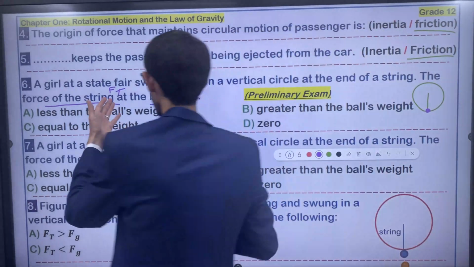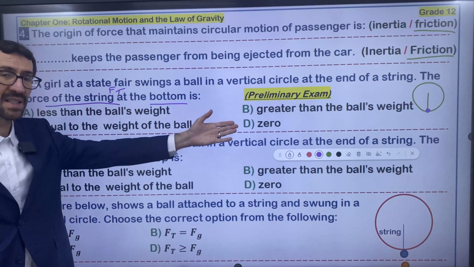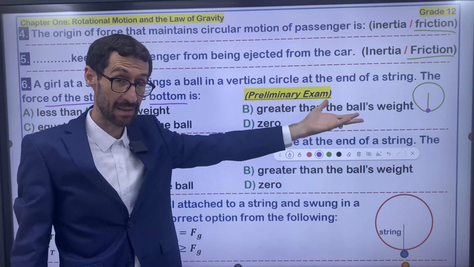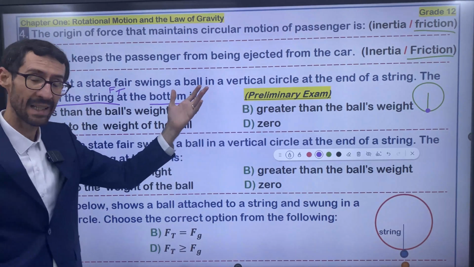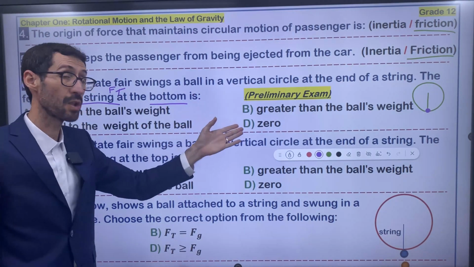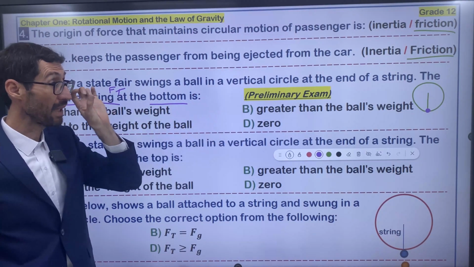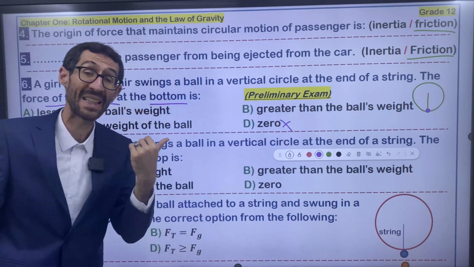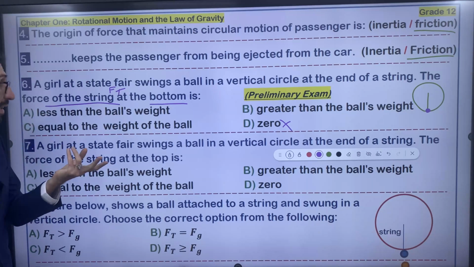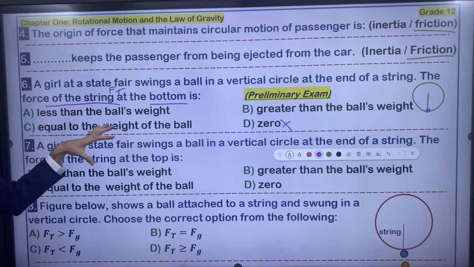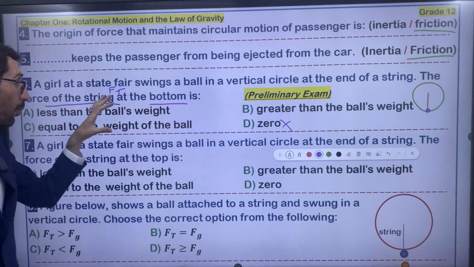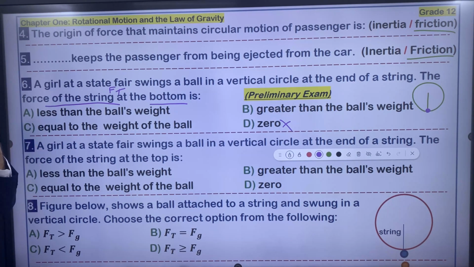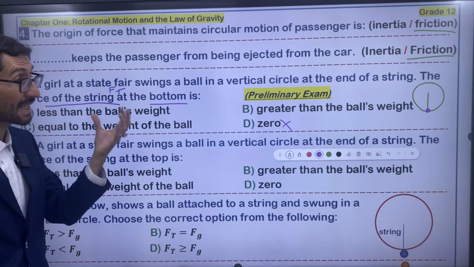Actually, Ft never becomes 0 unless the string breaks. So in the case of breaking the string, no problem, Ft becomes 0. But in this situation, when the string does not break, this option does not make sense, right? We don't accept it. But here we are doubtful about 3 options, A, B, and C. We don't know how to guess the answer.